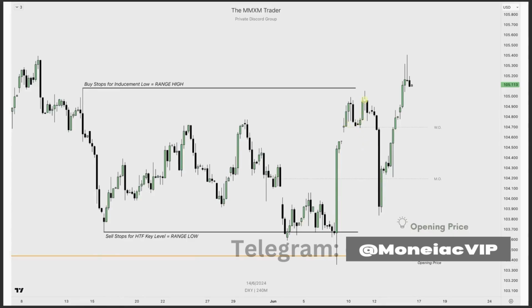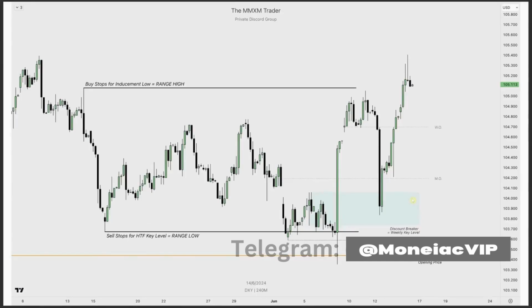So we can see that over here we're inducing resistance over here, right? Because we're leaving relative equal highs. Now with those relative equal highs, we have a nice buy stop pool above it. Price dips back down into discount and then expands higher. But what do we need in that discount level, right? We need a key level.